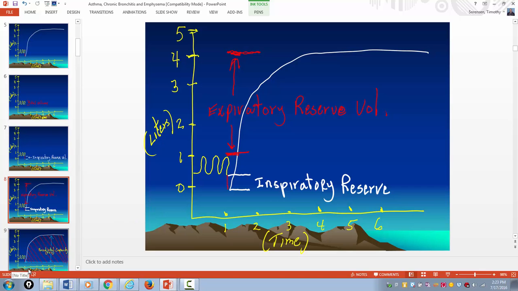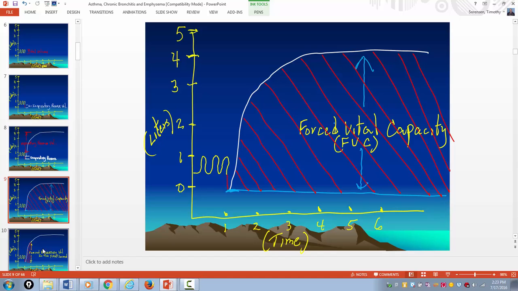Then what they look at is what's called forced vital capacity, or vital capacity. Vital capacity is the amount of air that you can take in with a maximal inhalation and then forcefully expire out. So your forced vital capacity is actually a sum of three volumes: your tidal volume plus your inspiratory reserve volume plus your expiratory reserve volume. That equals your forced vital capacity. And you want to force that air out, and I'll explain why in a minute.